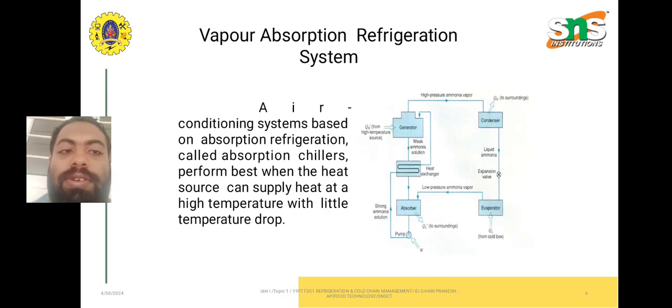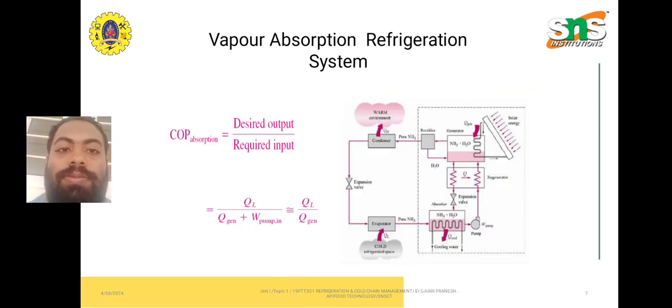Air conditioning systems based on absorption refrigeration are called absorption chillers. They perform best when the heat source can supply heat at a high temperature with little temperature drop. This is the COP, coefficient of performance, of the vapor absorption refrigeration system. It is equal to desired output by required input. It is equal to QL by Q generation plus work of the pump in, which is approximately equal to QL by QGen.